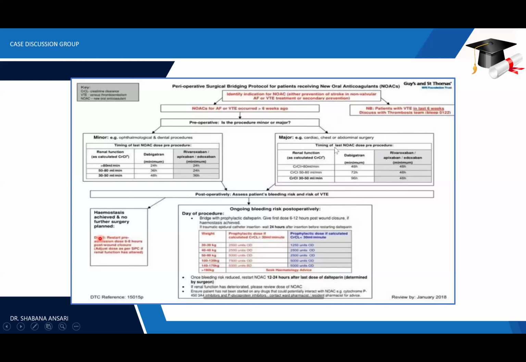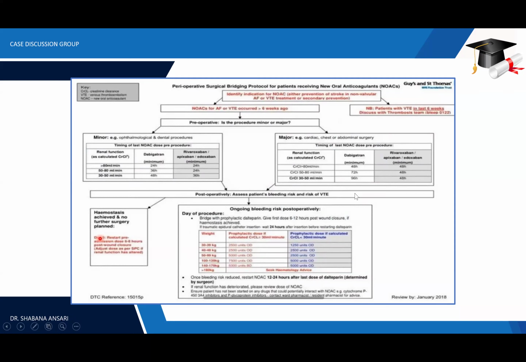The next column is the last dose, depending upon the creatinine clearance. So the last oral anticoagulant prior to surgery, when we have to stop, at least 48 hours prior to the surgery. So that is also based on the creatinine clearance. If it is more than 80, then dabigatran should be stopped 48 hours prior, rivaroxaban 48 hours. So this column is for those surgeries.